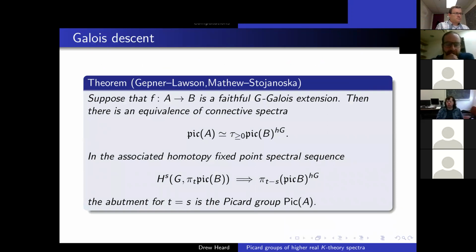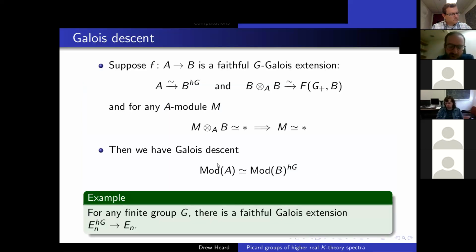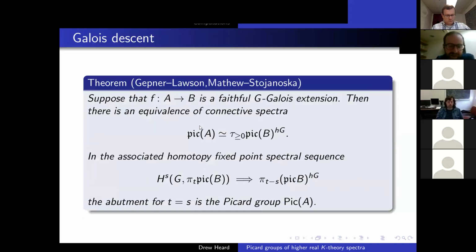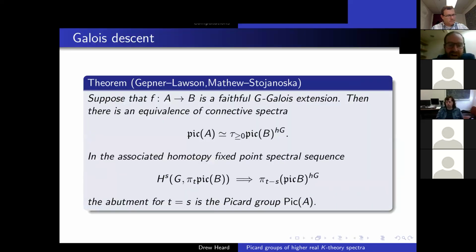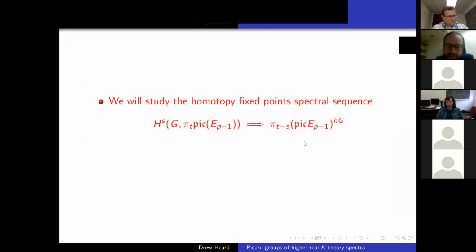All right, so the reason we introduce Galois extensions is the following result. If you have a faithful Galois extension, then basically this equivalence you had before says you can apply pic to this. So this pic spectrum of A is almost the homotopy fixed points of the pic spectrum of B. The problem is this thing is no longer connective, but that's fixed by just taking the connective cover. That's what this little symbol here means.